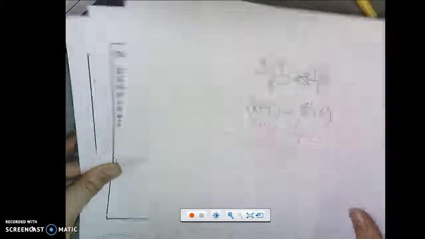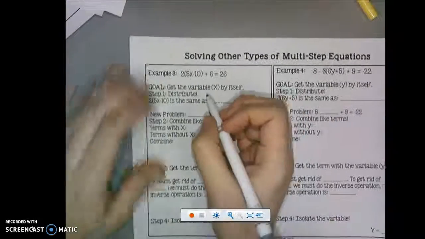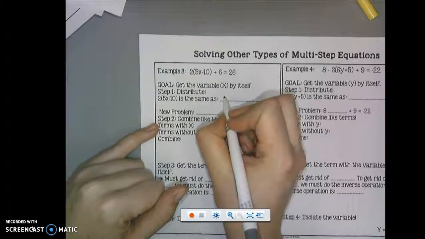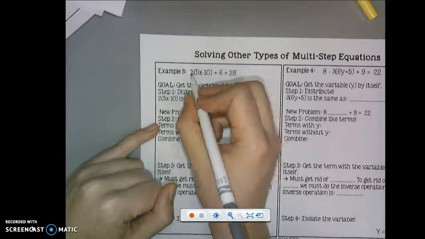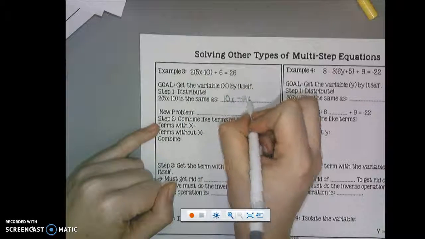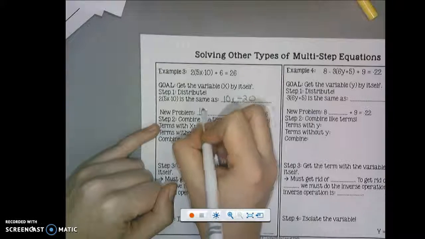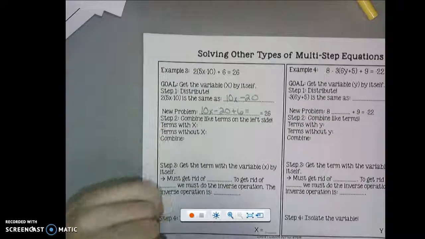Alright, one more page where we see the distributive property and solving. So we want to distribute. Remember, we need 2 groups of 5x minus 10. So 5x times 2 would be 10x. 2 groups of negative 10 would be negative 20. So our new problem is 10x minus 20 plus 6 equals 26.